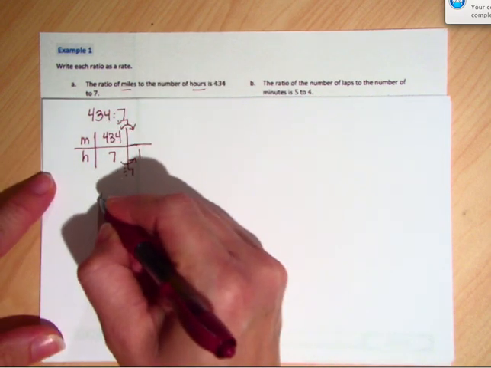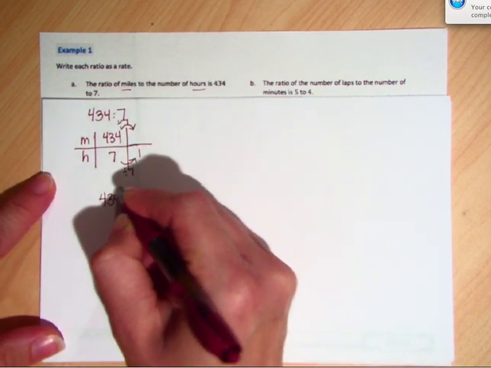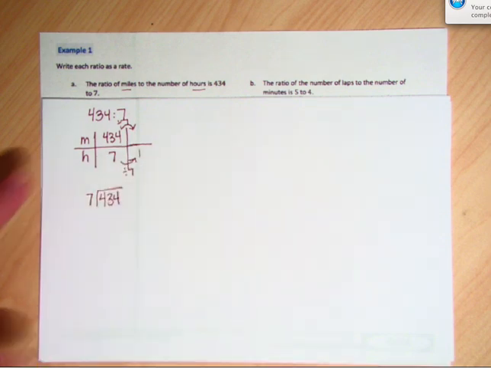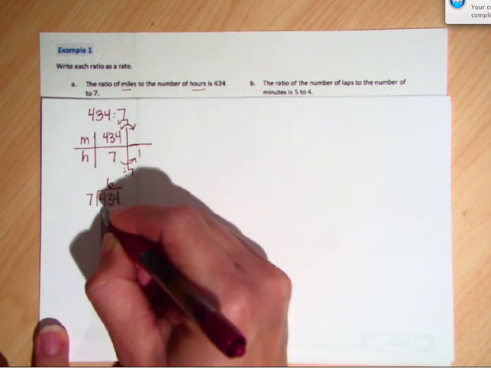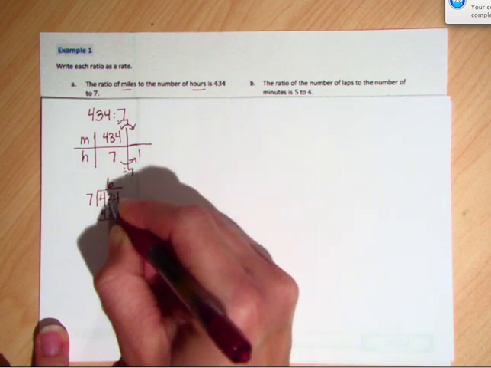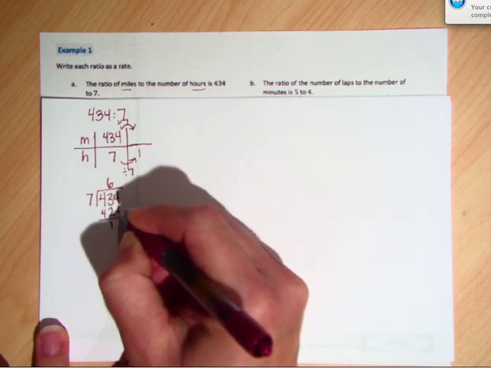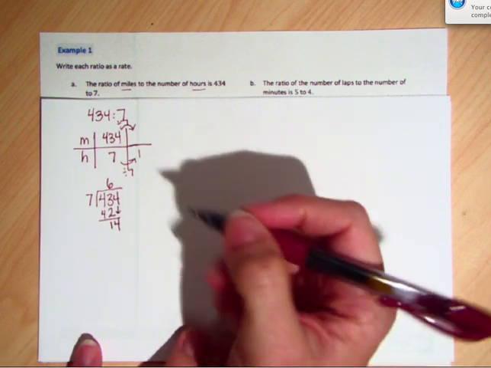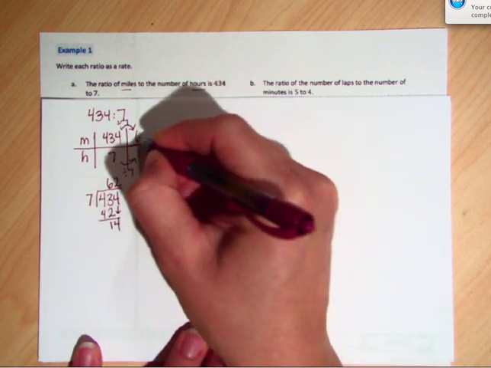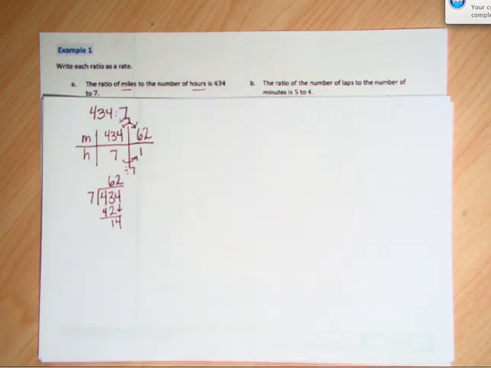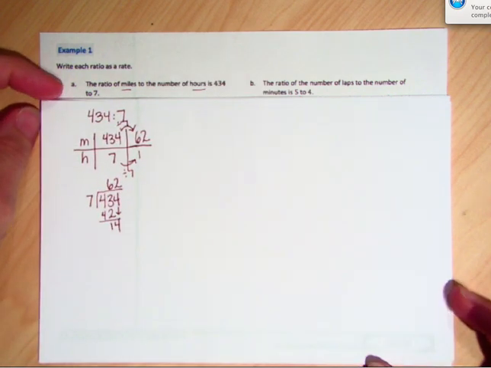All right, I'm going to write myself a problem. I don't know that fact. 43 divided by 7, I believe, is 6. That gives me 42. Bring down my 4. 14 divided by 7, I know, is 2. That tells me that I'm going to be able to go 62 miles in 1 hour.